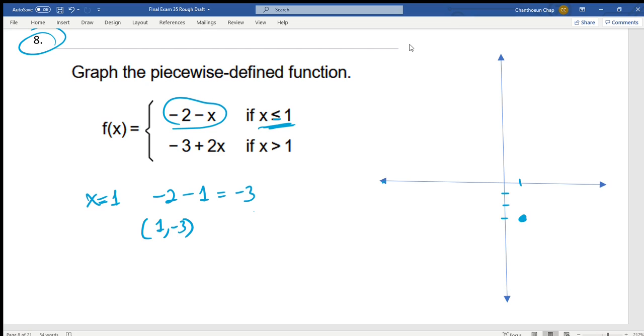So let's check other values that are less than or equal to 1. So let's check x equals 0. Negative 2 minus 0 equals negative 2. So we can plot 0 comma negative 2. We'll do one more. Let's say x equals negative 1.